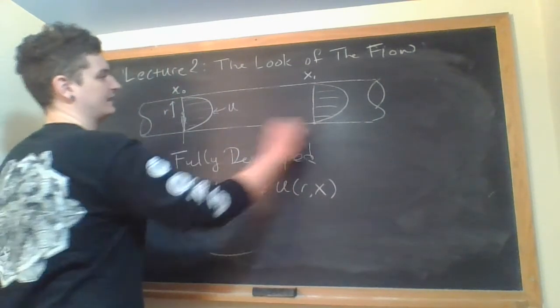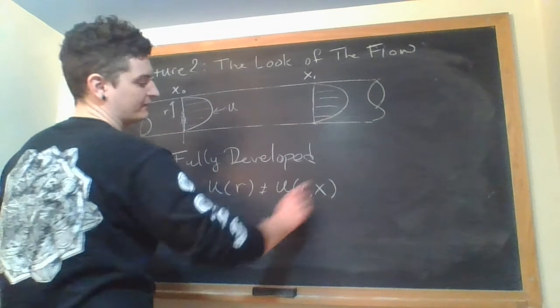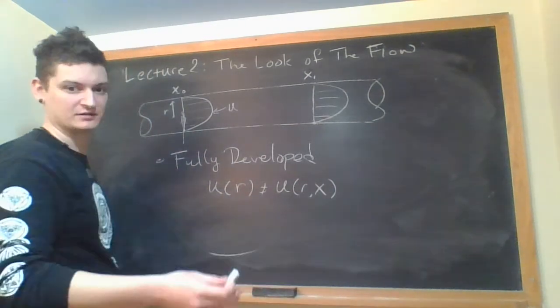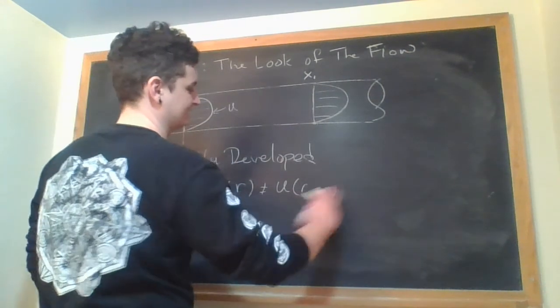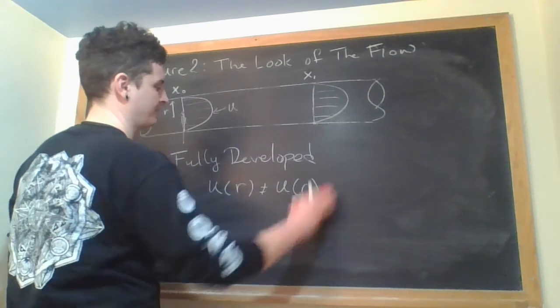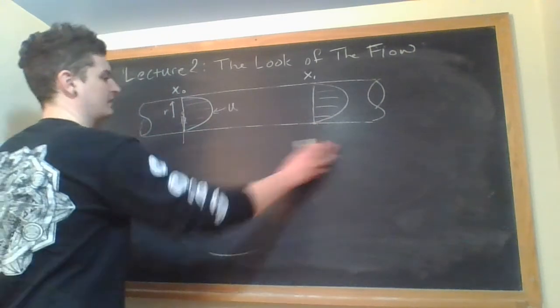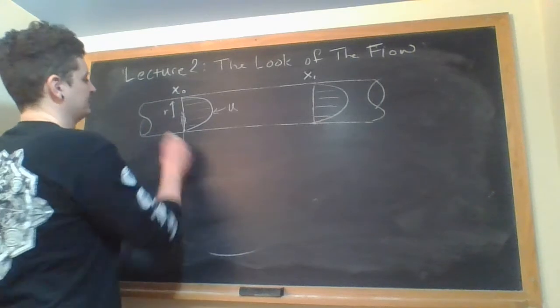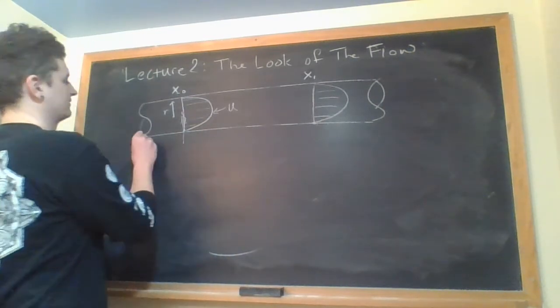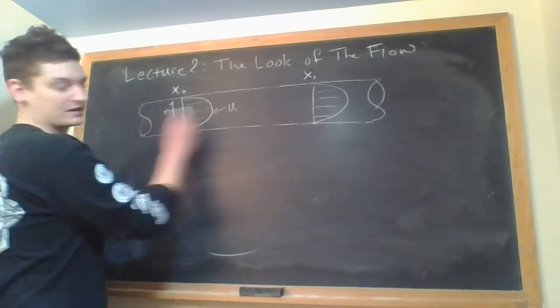So if I'm at x naught and then x1, this is not a function I'm looking for based on my differential equations. Fully developed means that this doesn't change based on x. But that's sort of problematic, because this is just a long straight pipe, and I've always sort of drawn a section of pipe with these little cutoff ends.